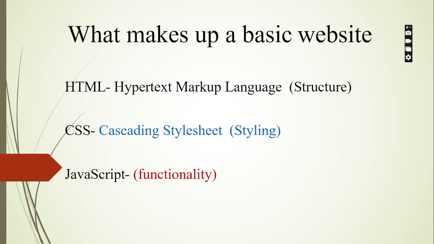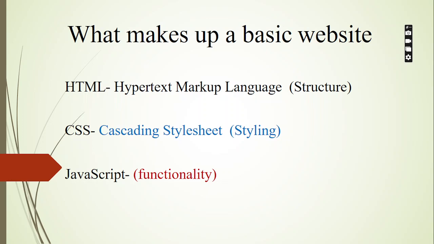The next thing is CSS. What is CSS? CSS means cascading style sheets. So CSS is used to style, it's used to color, it's used to add certain animations to a basic website or even an advanced website. It does not really matter.